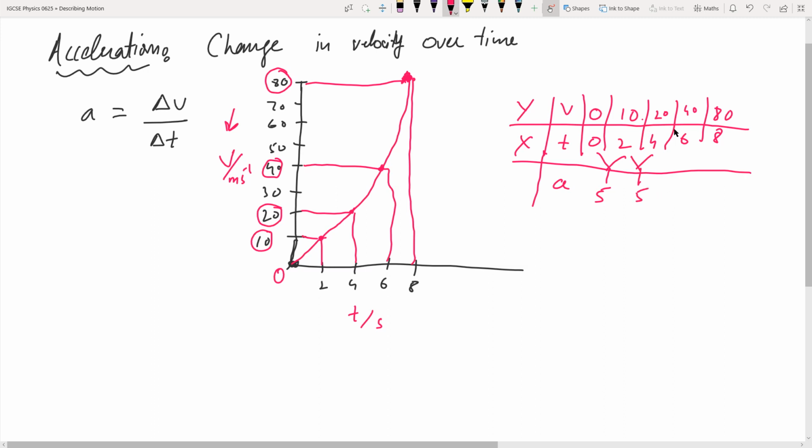5, right? Now the next one, as we're supposed to be taking differences, we need to take 2 points, the higher point and the lower point. It is going to be 40 minus 20 divided by 6 minus 2. It is now going to be 10. And for the next point, this is going to be 40 divided by 2. That is going to be now 20.